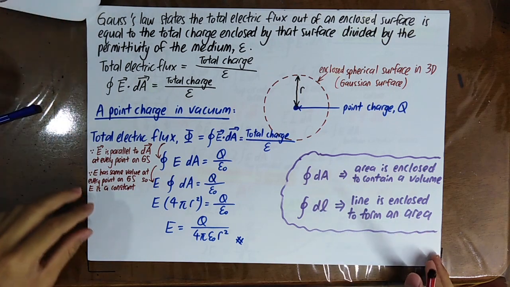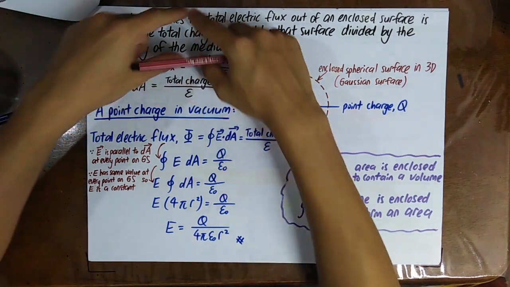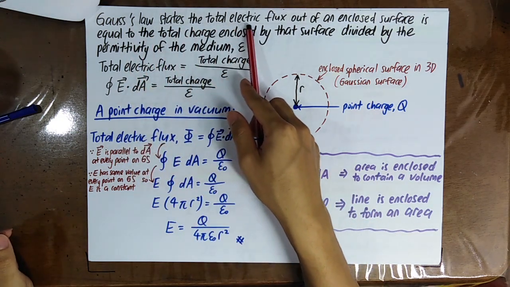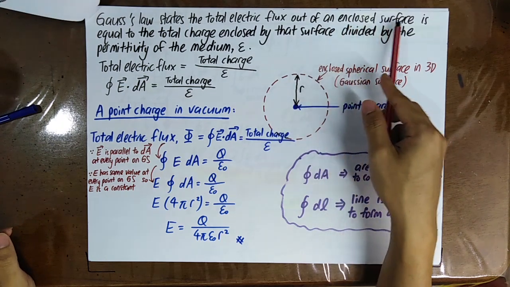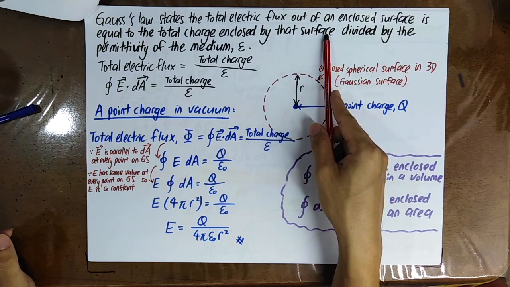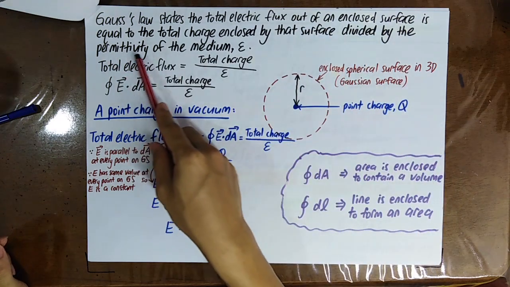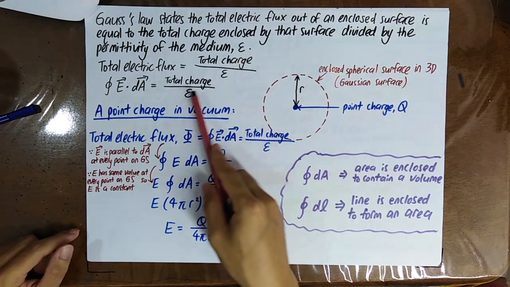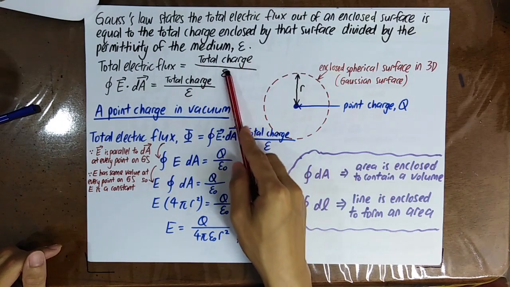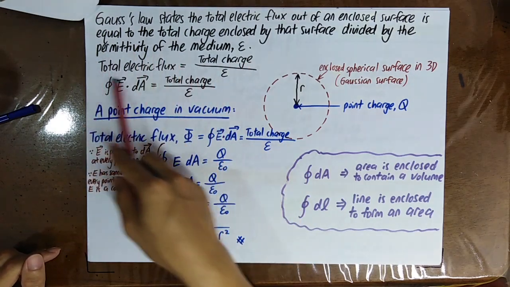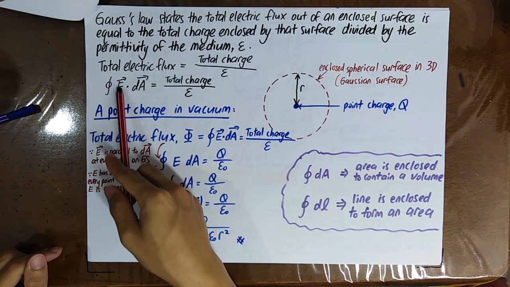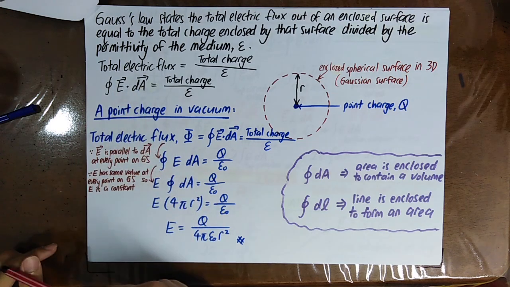So if you are asked to explain what is Gauss law, this would be your answer. Gauss law states that the total electric flux out of an enclosed surface area is equal to the total charge enclosed by that enclosed surface divided by the permittivity of the medium epsilon. So total electric flux phi is equal to total charge over epsilon. And then may I know the formula for the electric flux? That is the closed surface integral of the electric field.